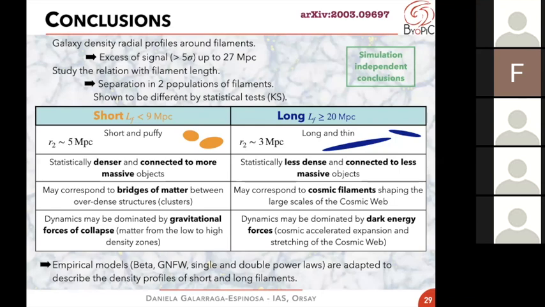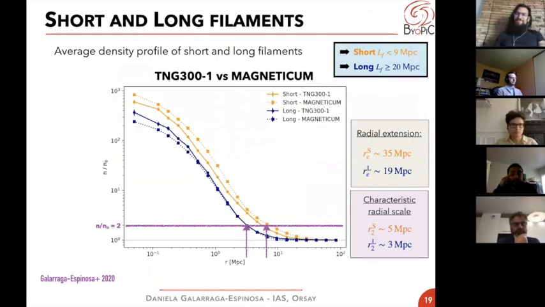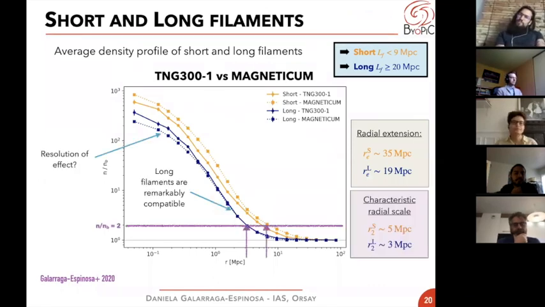Actually, I have a question on the plot with the short and long filaments. There was a few slides before. Yes, it's this one. You were showing that exactly in the long filaments they are matching, starting from roughly 1 megaparsec. I don't know, maybe you said it, but I couldn't understand whether there is an explanation of why the short ones are not matching.